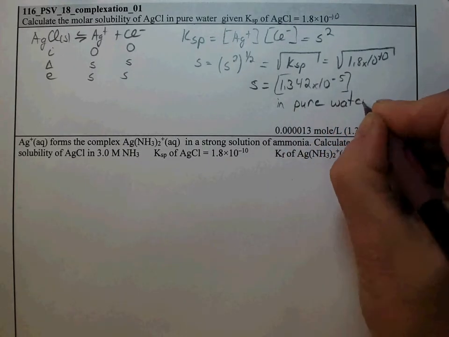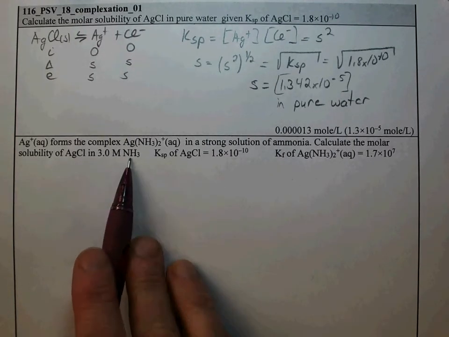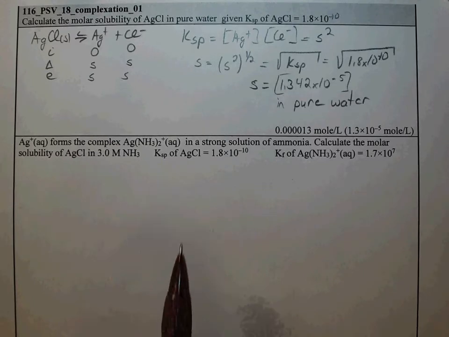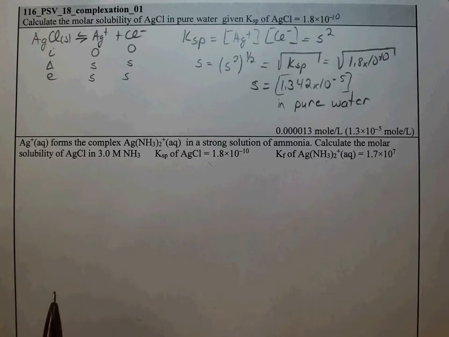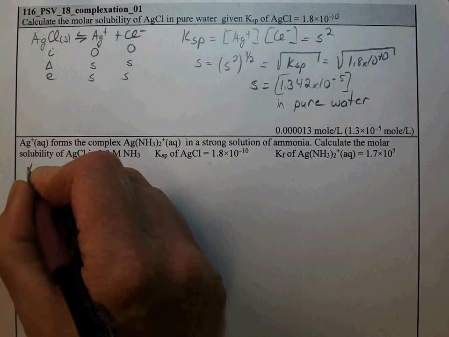The next problem is to calculate the solubility of this same insoluble salt, only in a solution containing the ligand ammonia. Now, we would expect that due to the formation of this soluble complex, the solubility is going to be greater in ammonia than it is in pure water. Okay, let's work it through.